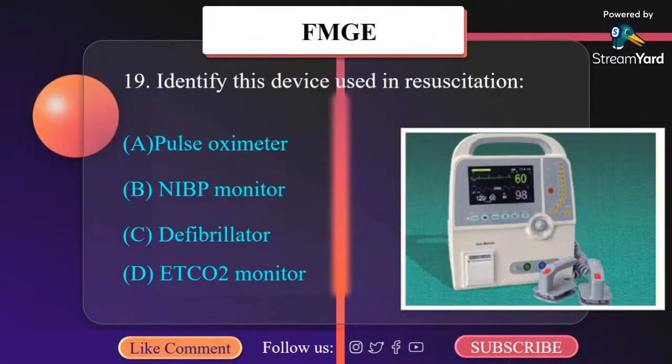Identify the device used in resuscitation. A. Pulse oximeter. It is definitely not a pulse oximeter. B. NIBP monitor. No. C. Defibrillator. D. ETCO2 monitor. It is a defibrillator. You can see the shock pads there.